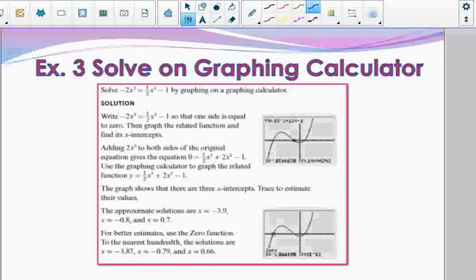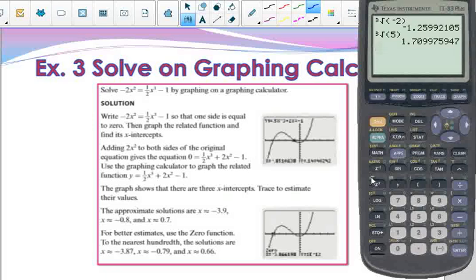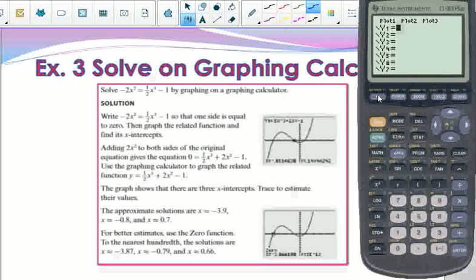Example 3, solve on graphing calculator. So here we're going to do a sample one. I'll take my calculator out again. We're going to do this example right here so you can see how to solve this one. So we're going to hit the y equals button. We need to type in this equation, but first we need to get everything to one side.